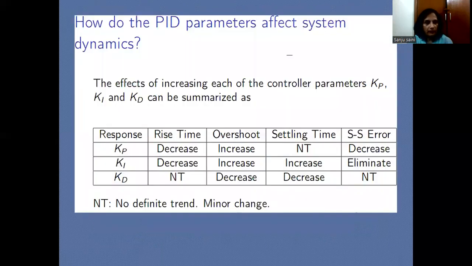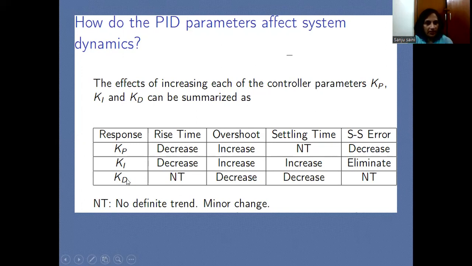Then, how do the PID parameters affect the system dynamics? That we can see. If we increase the value of Kp, then rise time decreases, overshoot increases, settling time has no definite trend, and steady state error decreases. Because of the effect of increasing Ki, the rise time will decrease, overshoot will increase, settling time will increase, and the steady state error will be eliminated.